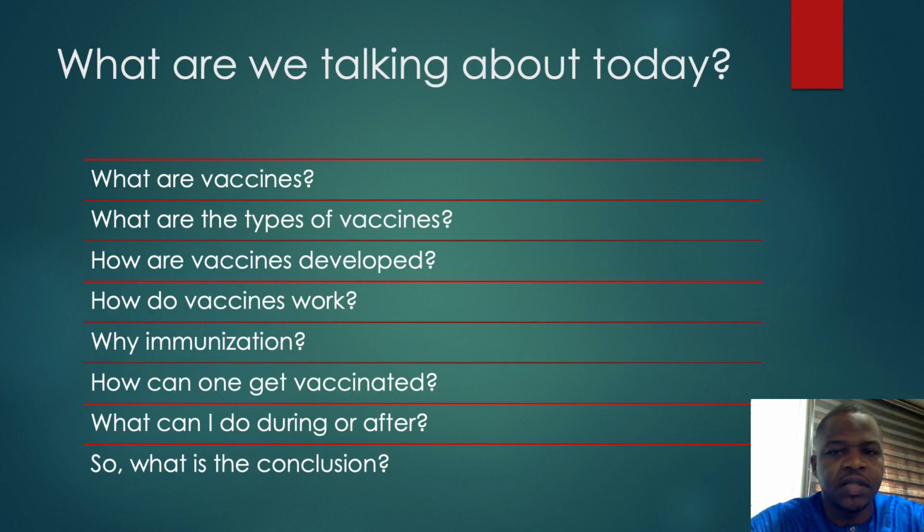In the course of this presentation, we're going to discuss what vaccines are, the types of vaccines, how vaccines are developed, how vaccines work, why immunization, and how one can get vaccinated, and what you need to do before or after if you're the one being vaccinated or you're taking someone else for vaccination, and then what really is the conclusion or summary of this presentation.